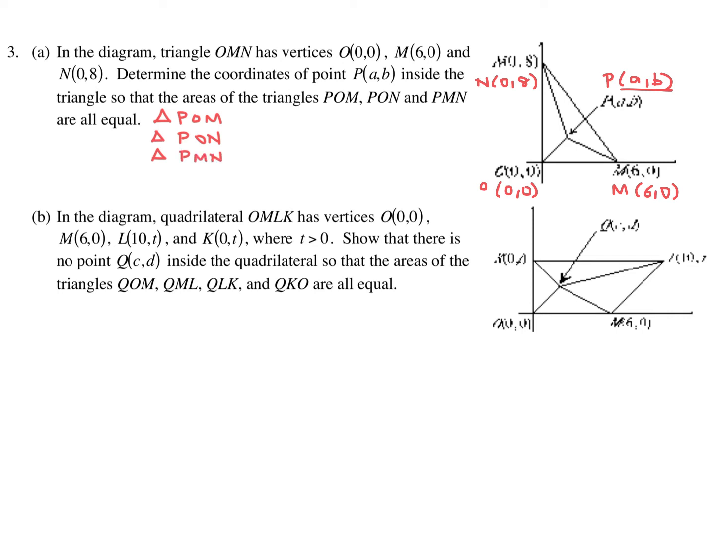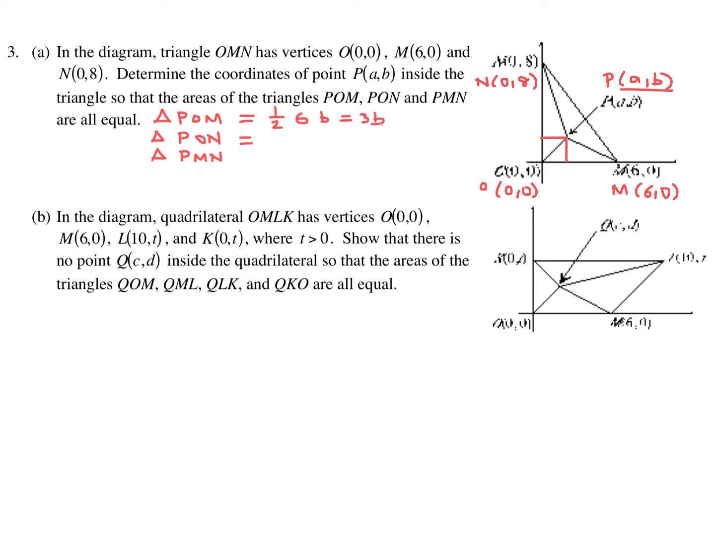Okay, well, let's draw some lines here. This one, and I think that's all we need. So the area of triangle POM is 1/2 base times height. So 1/2 the base is 6, and the height is B. So this is just 3B.